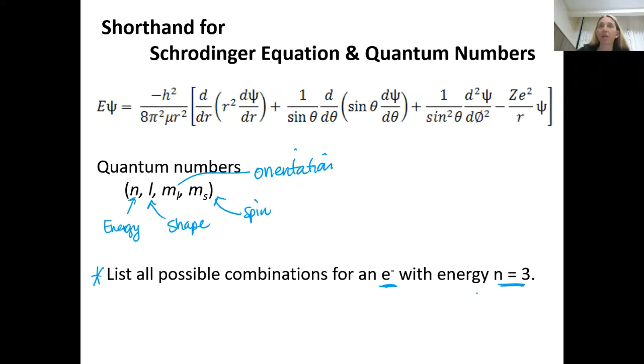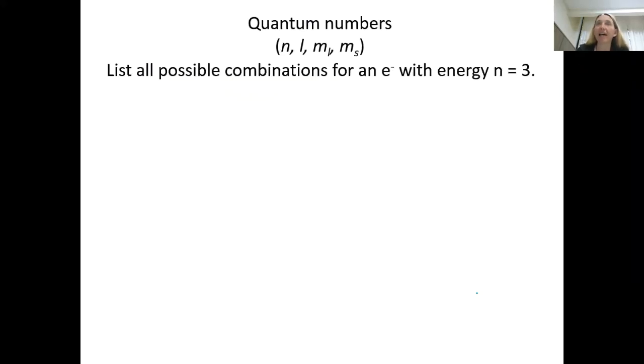Okay, I'm going to go to the next slide, and we want to start with what happens if n equals 3. If n equals 3, then my L values can equal all of the integers up to n minus 1. So we start with 0. It can be 1, and it can be 2. I've got these spaced out. So if n equals 3, then my L value can be 0, 1, or 2.